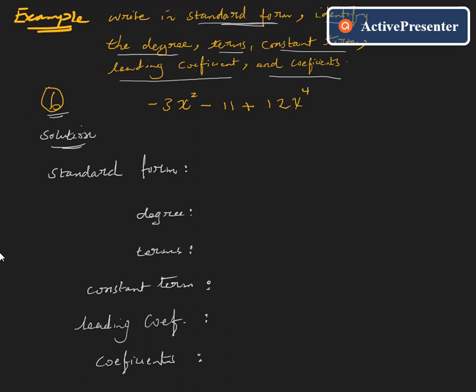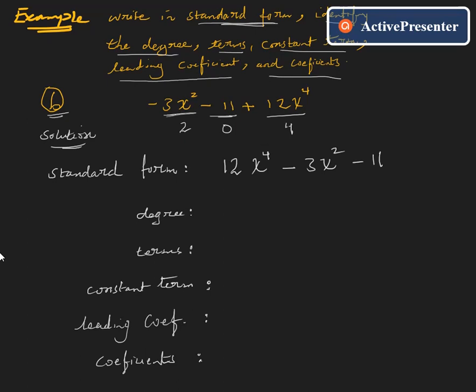Another example, B: we have minus 3x squared minus 11 plus 12x to the power 4. To put it in the standard form, we must first start with the highest degree. The degree of minus 3x squared is 2. The degree of minus 11 is 0. The degree of 12x to the power 4 is 4. So we start with the highest degree and go down to the lowest degree, provided that the leading coefficient is not equal to 0. We write 12x to the power 4 minus 3x squared minus 11. This is now in the standard form.